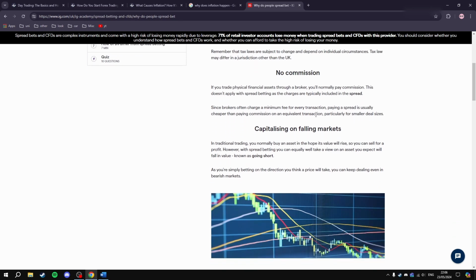No commission. If you trade physical financial assets through a broker, you normally pay commission. This doesn't apply for spread betting, as the charges are typically included in the spread. Since brokers often charge a minimum fee for every transaction, paying spread is usually cheaper than paying commission on an equivalent transaction, particularly for smaller sized deals.